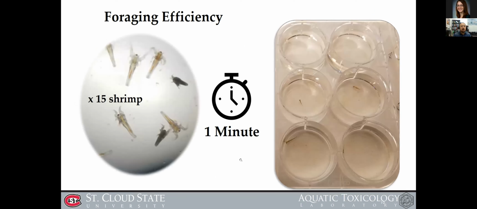One of the hypotheses we got is maybe those animals are not eating well and not surviving. So we looked at the feeding or foraging efficiency. We put 15 brine shrimp into a multi-well plate, then put the larval fathead minnow in and leave it for 1 minute. We look at how many brine shrimp were eaten, and show that result as the feeding efficiency.